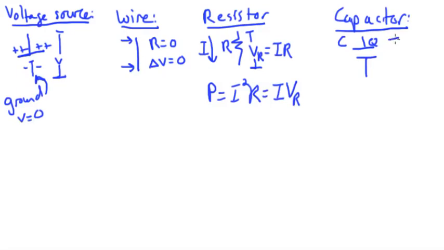Now, the voltage difference across a capacitor, let's call that V sub C, will be the charge on the capacitor divided by its capacitance. And that's just a quick run through on the different circuit elements that you have for your upcoming midterm.